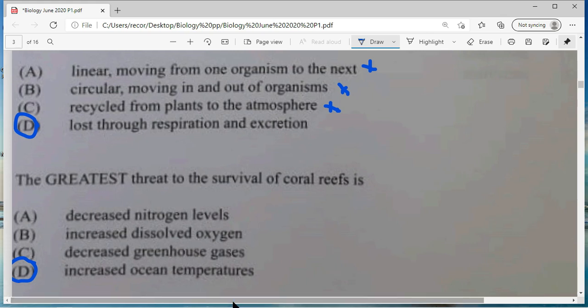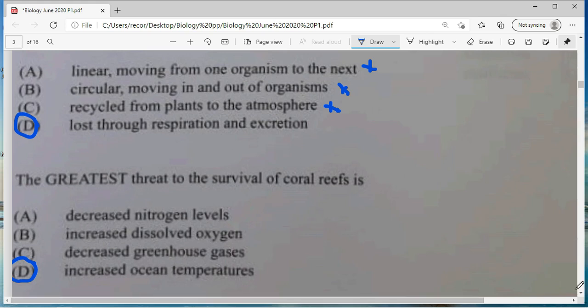The greatest threat to the survival of coral reef, not A, not B, not C. We chose D for the answer here. Increase ocean temperature. As the temperature increases, it will cause coral bleaching. So that relationship between the zooxanthellae and the coral will be broken. And of course, there will be a lack of food, and organisms will perish, the coral dying and all of that. So, of course, the coral will after some time cease to exist. So the biggest threat here is going to be the increase of temperature in the ocean water.